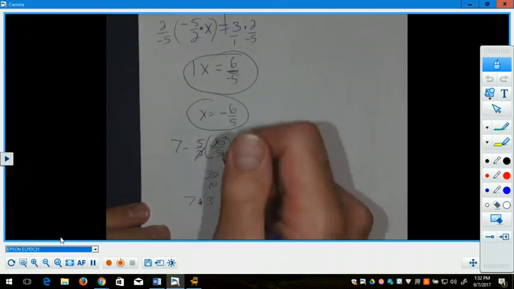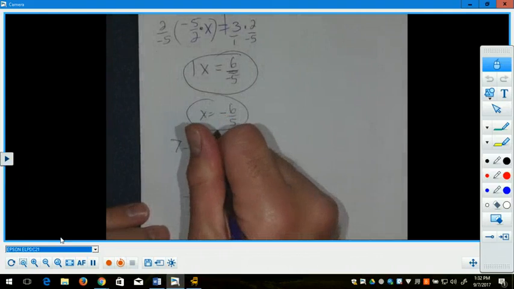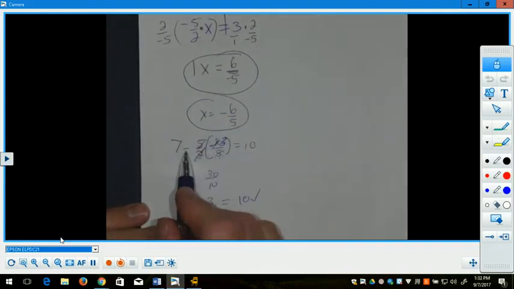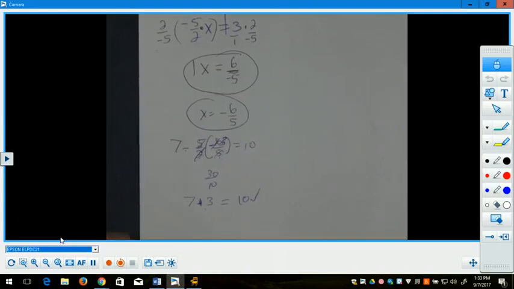The way that I was simplifying it was 2 goes into 6 3 times, so I've got a negative 3 there. 5 goes into 5 once, so I have minus a negative 3. 7 minus a negative 3 is 7 plus 3.